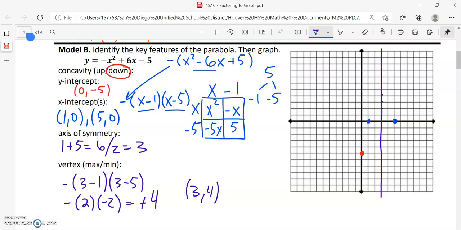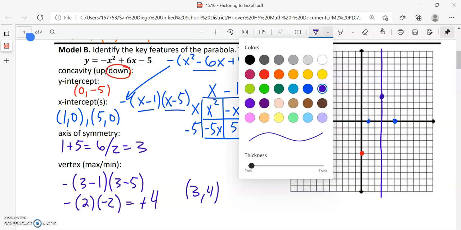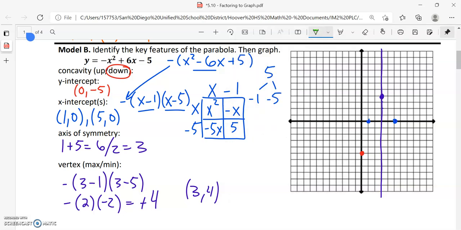1, 2, 3, 4. And now let's connect our dots. I'll use my bright green. And there we go. There's our graph. It is facing down just like we should have had.